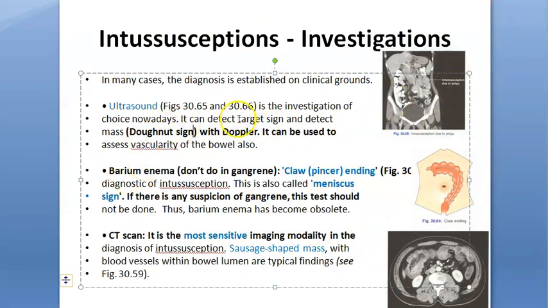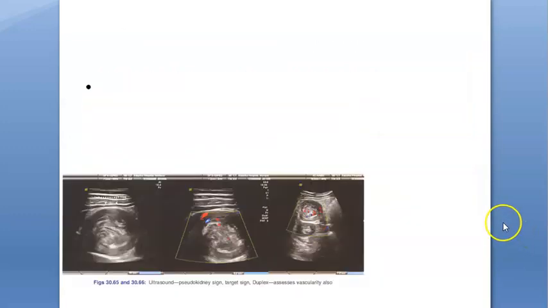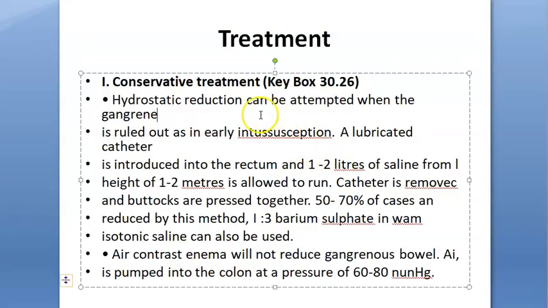Ultrasound: doughnut, target, doughnut, then barium enema: claw, pincer, meniscus. CT scan: sausage shape mass. Okay. Yay, people, investigations over. What will you do next? Treatment. Very good. How will you treat this baby now?